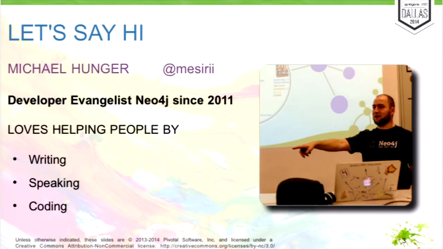Just to introduce ourselves, my name is Michael Hunger. I'm developer evangelist with Neo4j. I've been working with the company since 2011. I'm also the project lead of Spring Data Neo4j, so I have been with the project from the beginning. And I just can't help myself helping people either by supporting them, by writing, by talking, by presenting, and so on. So if you have any questions, feel free to ask.